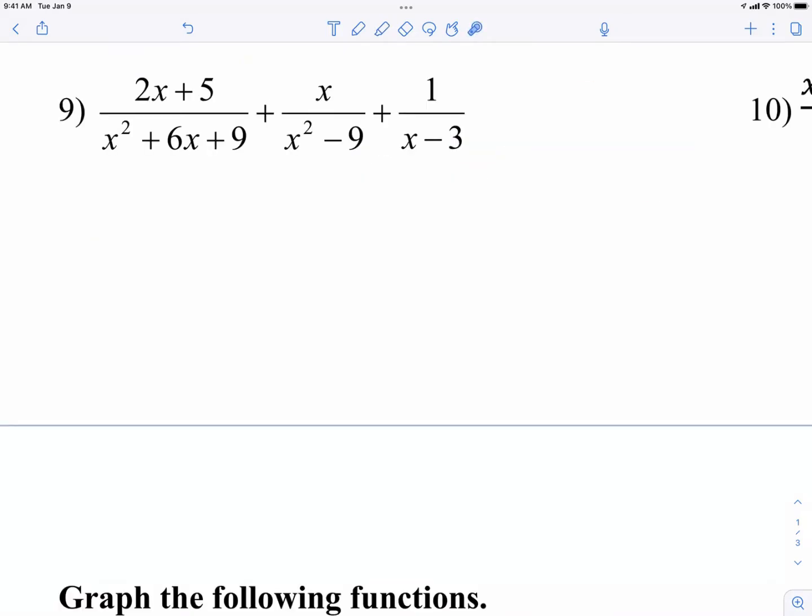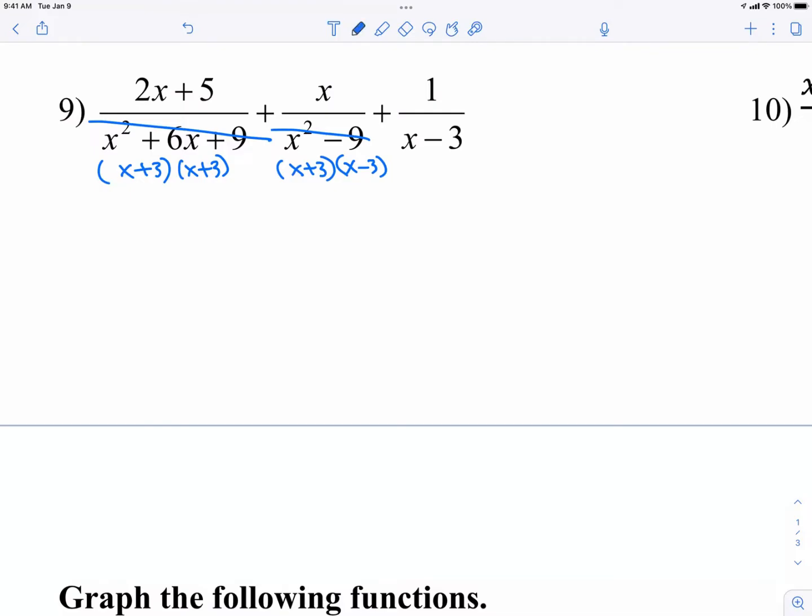All right, here in number 9, we're adding these three fractions together. And so first we want to factor the first denominator. That's going to factor into x plus 3 times x plus 3. And the second denominator can be factored into x plus 3 times x minus 3. And then in the third fraction, we just have x minus 3, which stands alone.